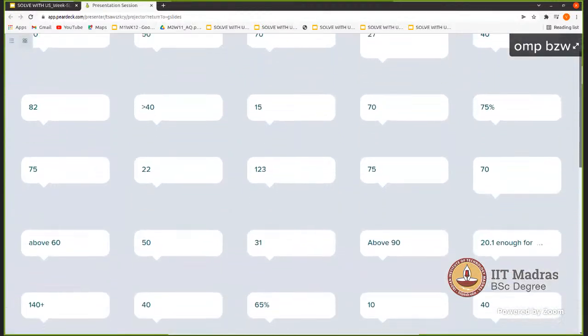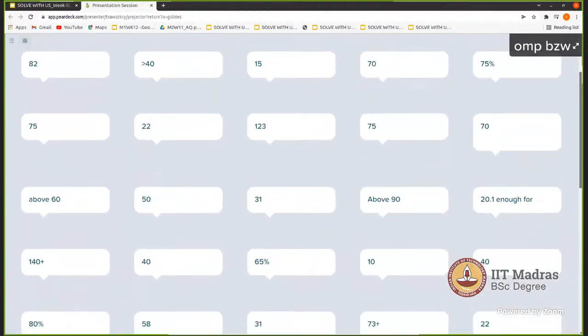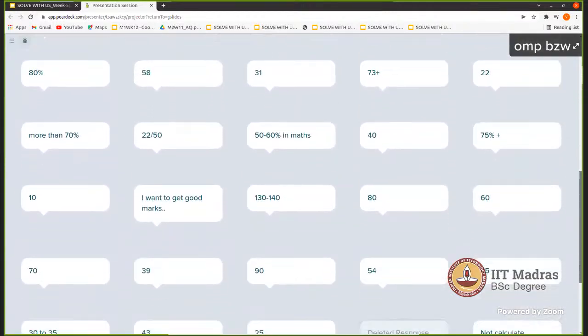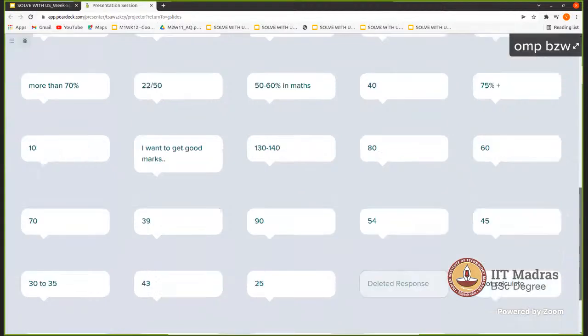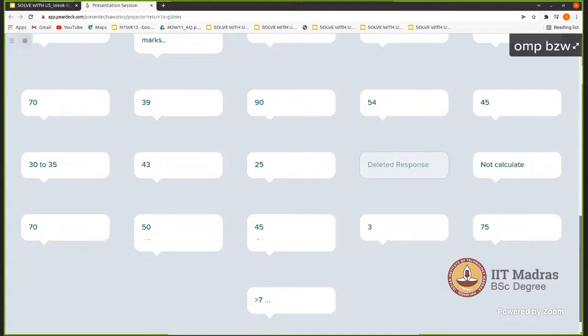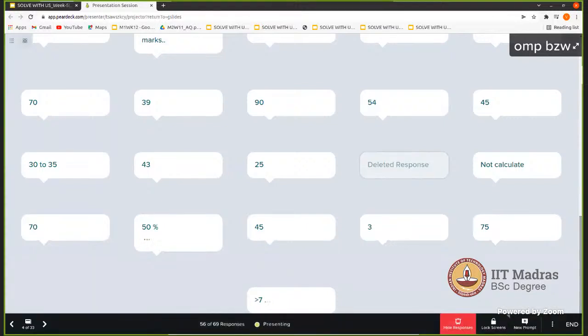Don't type. Okay, 140 plus, 50 to 60%. I want to get good marks. Not calculated? We have released the answer key, right? Just calculate your scores and you will get your scores.